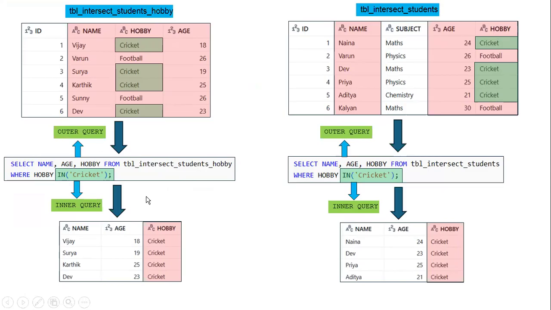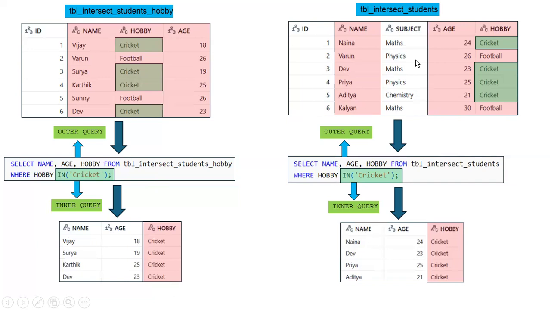Now what we want to find out, from this query, that means in this table, is where the hobby is cricket. How many records have cricket? 1, 2, 3, 4. So a total of 4 records have cricket. Since I gave name, age, hobby, those who have cricket, those rows will come here. So these rows I am getting here.